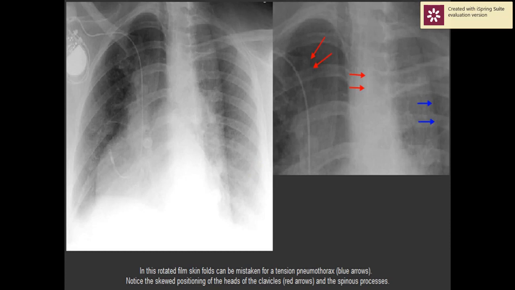This is a patient rotated film. As we see here, the medial end of the clavicle on the left side, the medial end of the clavicle on the right side, and there is a mistaking for tension pneumothorax, or either a large aortic aneurysm, while it is only a skin fold.